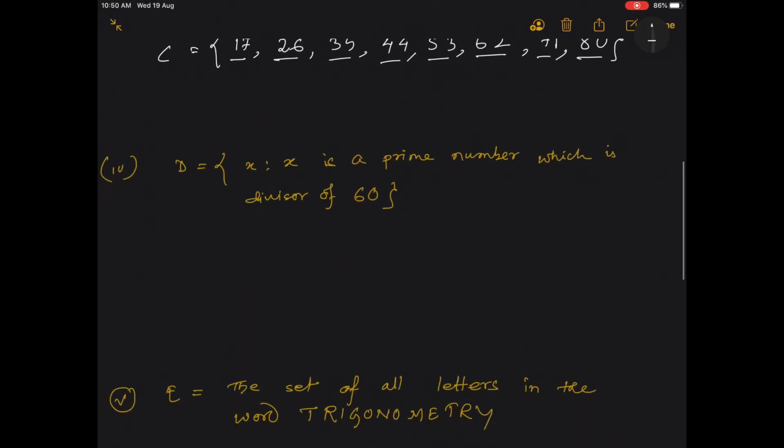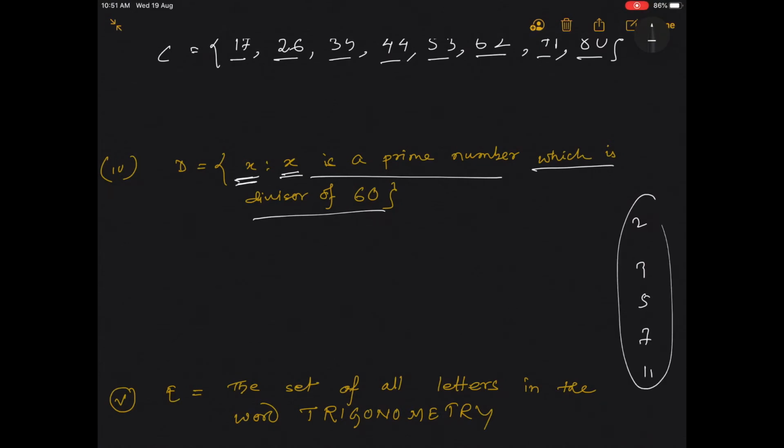Now next, set D is equal to the set of x such that x is a prime number which is a divisor of 60. Prime numbers, you know, are those numbers which have no factor other than 1 and itself, like 2, 3, 5, 7, 11, etc. So we need to find the prime numbers which are divisors of 60.